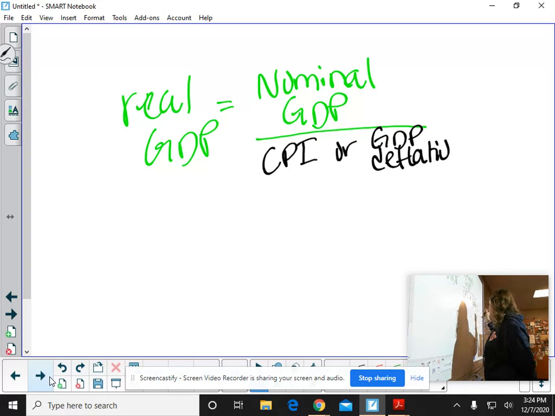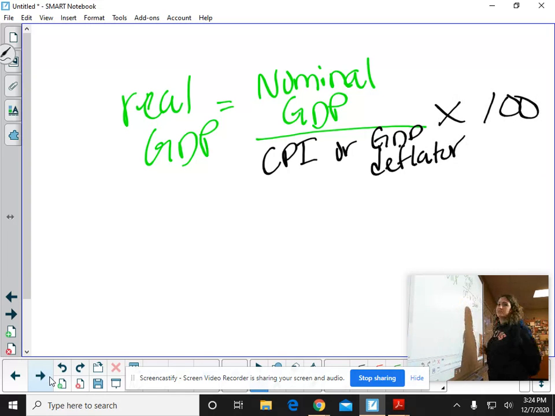Technically, it's going to be this, I'm not writing correctly. It's going to be the same number. It's going to be a number around 100. And you multiply all that by 100 and you're going to solve for real GDP.